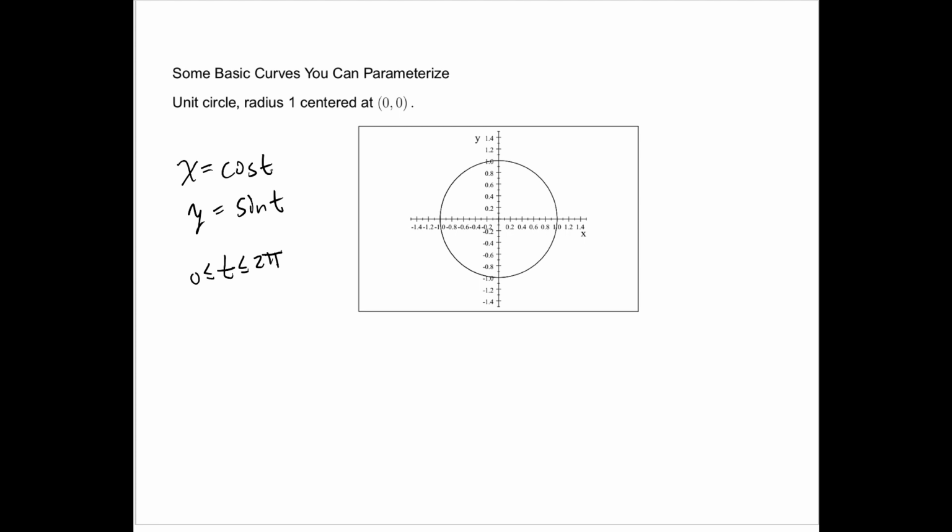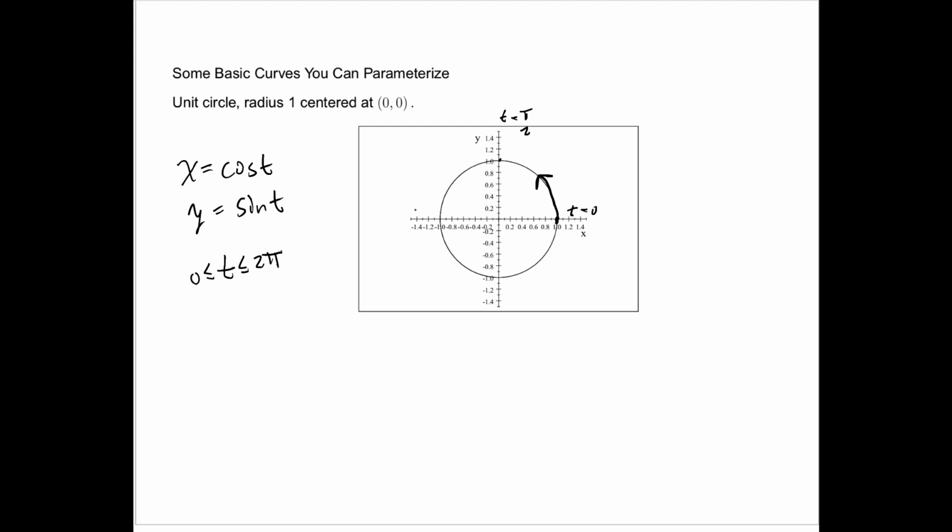Notice that when t equals 0, x is 1 and y is 0. So we're going to begin at this point here, the point 1, 0 in the plane. And as we increase t, we're going to be moving around the curve in this direction. Here's the point when t equals pi over 2. x will be 0, y will be 1.